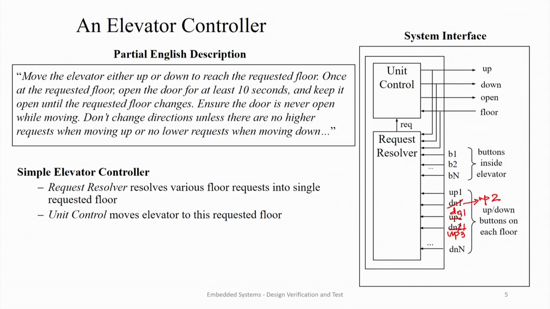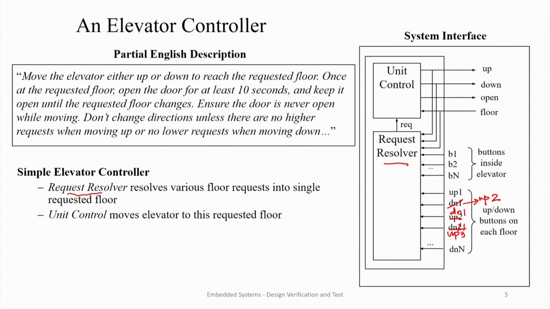Now, with this description in head, we start our modeling. In our modeling, we first decide that this lift controller should have two distinct modules. One is the request resolver, which resolves various floor requests into a single requested floor, and two, a unit controller which actually moves the elevator to the requested floor.